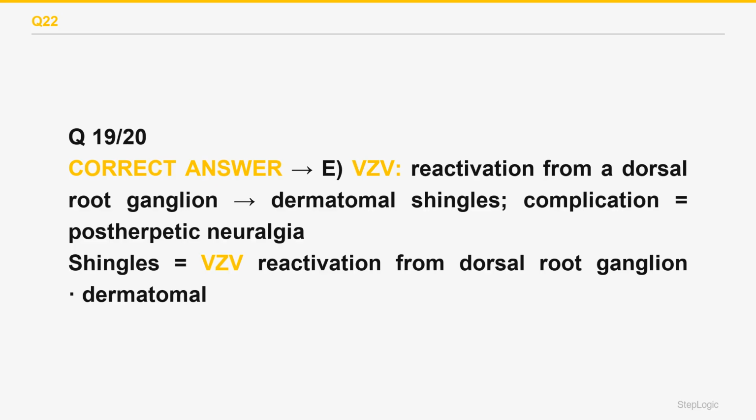A key complication to know is postherpetic neuralgia, persistent, often severe neuropathic pain in the affected dermatome lasting months after the rash resolves, more common in the elderly. Other complications include herpes zoster ophthalmicus, V1 involvement, threatening the eye, and Ramsay Hunt syndrome, facial nerve. Antivirals like acyclovir given early reduce severity, and a zoster vaccine prevents reactivation. The dermatomal vesicular rash from VZV reactivation out of a dorsal root ganglion, with postherpetic neuralgia as a complication, is shingles.